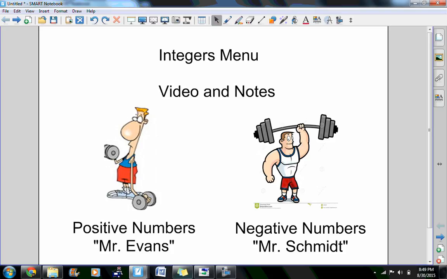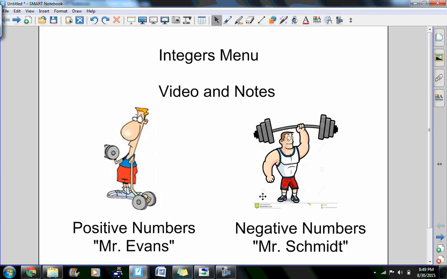As a reminder from last year, if you remember, positive numbers are really scrawny and weak. So we like to call them Mr. Evans numbers because when you look at Mr. Evans, that's what he looks like. And then our negative numbers are really big and powerful and strong, and we call them Mr. Schmidt numbers because when you look at Mr. Schmidt, it makes a lot of sense that we would call them negative numbers.